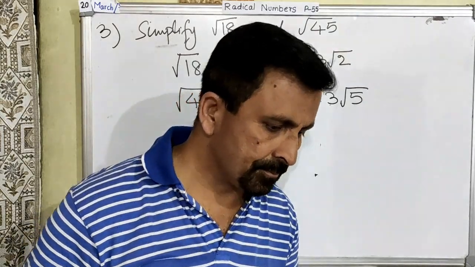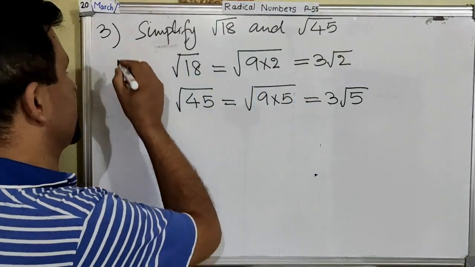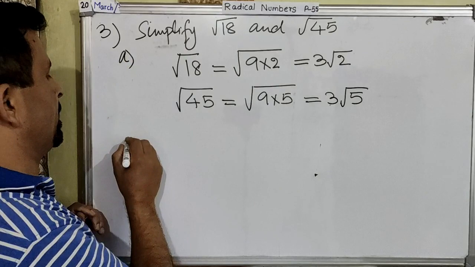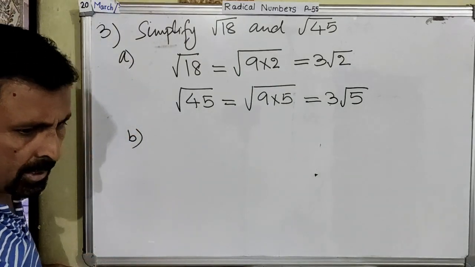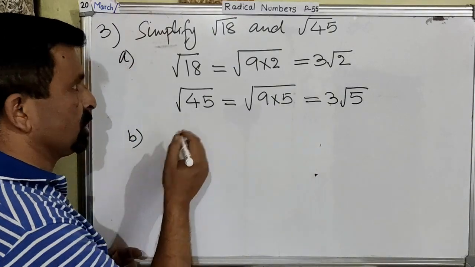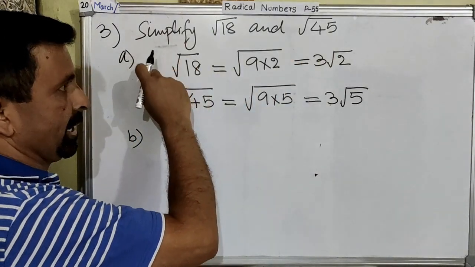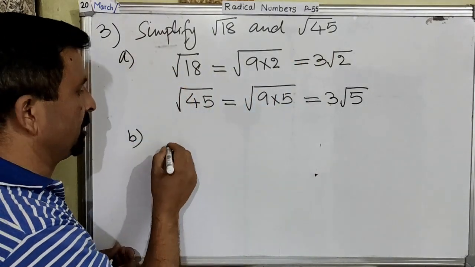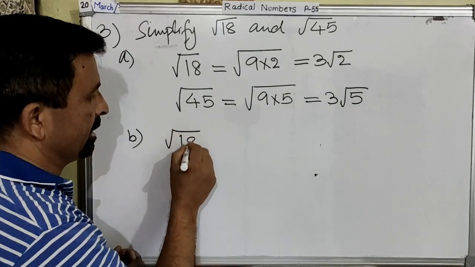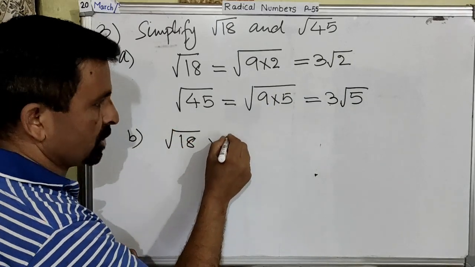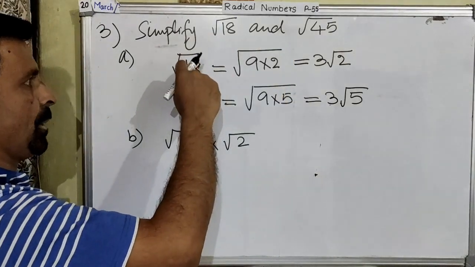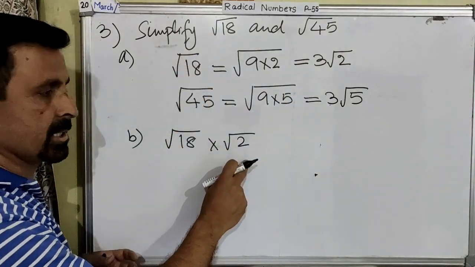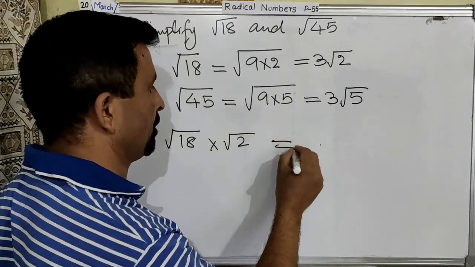Is it very clear? Now, this is part A of question number 3. Then there is a part B also of this question. Let us conclude part B also. The question says you have to use the result of part A and find the solution of root 18 into root 2. Using the result from part A, you have to find the solution for this. So we will do this now.